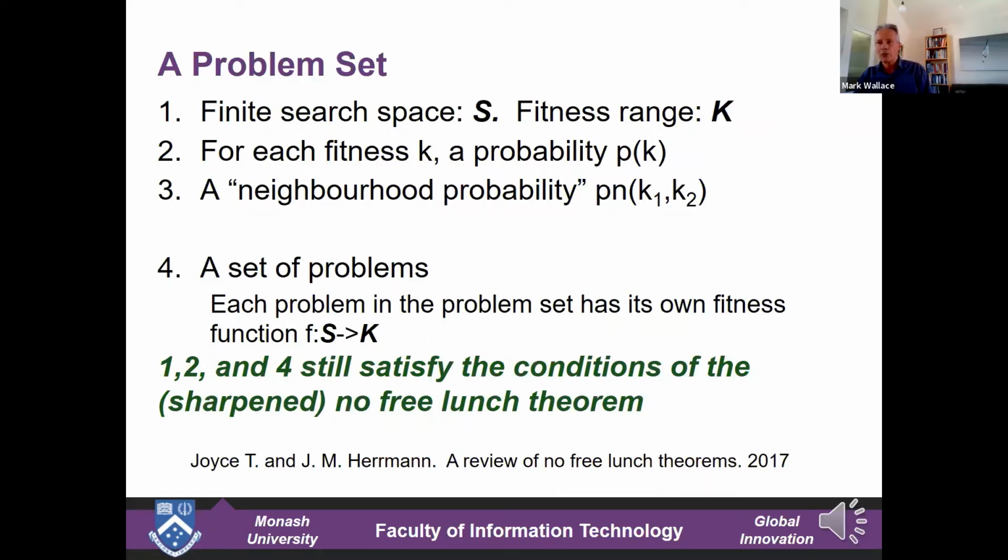So we've got a set of problems in the usual way. There's an F from S to K for each problem. And so conditions 1, 2, and 4 still satisfy the conditions of the sharpened no free lunch theorem. Just because we know for each fitness its probability, that doesn't take us out of the set of the theorem. So a set of problems which have this property can still satisfy this condition. So we can't actually do anything better than blind search. The difference is in our neighbourhood probabilities.